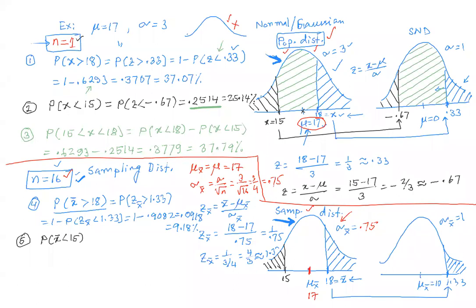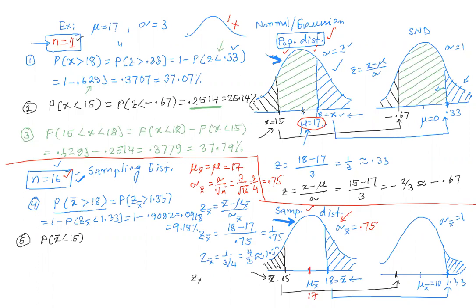Okay, now the probability of x bar less than 15. So we are going to have a corresponding z. Remember, this is not x, this is x bar. Like here, this is x. Here it's x bar because we are dealing with average, because of the sample size being bigger than 1. So this would map to some value here, right? There will be my z. So how do we find that z?